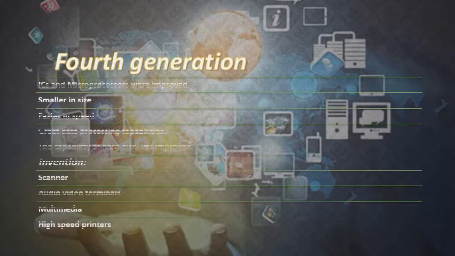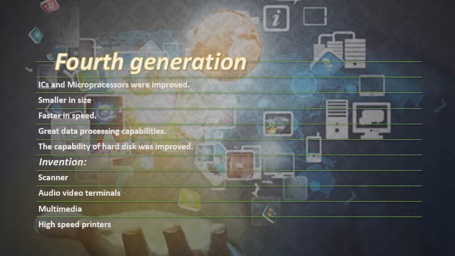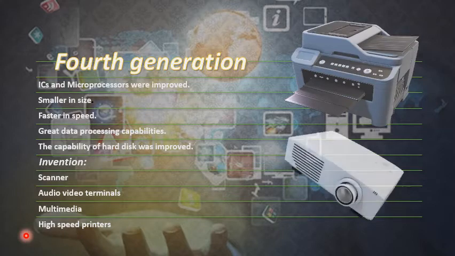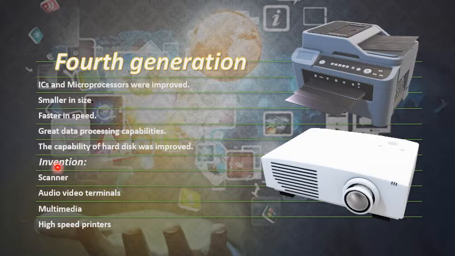So here comes the fourth generation of computer. In the fourth generation computers, ICs and microprocessors were improved. These were smaller in size, faster in speed, with great data processing capabilities. The capability of the hard disk was improved. And what are the famous inventions of the fourth generation? These are the scanner, audio video terminals, multimedia, and high speed printers. And here is the high speed printer, and this is the multimedia projector.